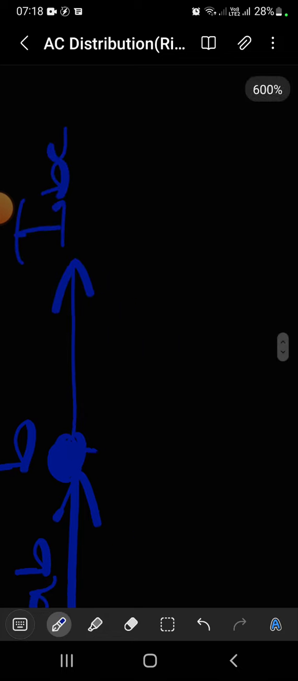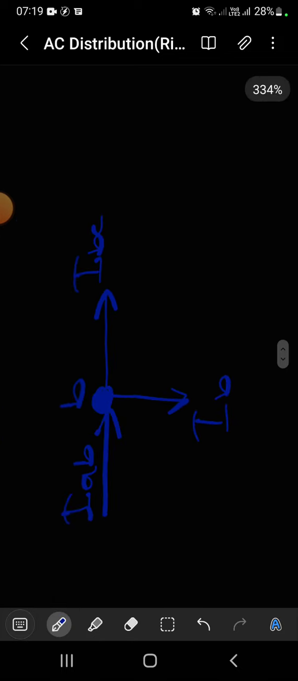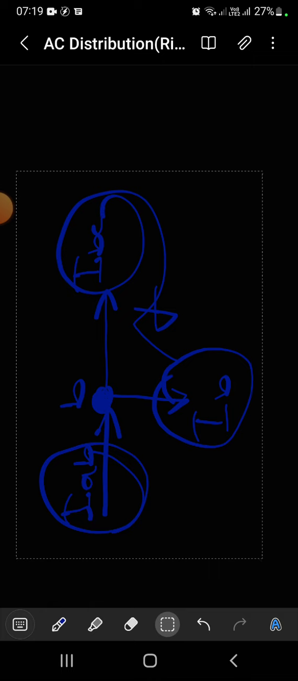So looking at bus bar B, this is now bus bar B. You have current IAB entering the node, and then current IBC leaving the node, current IB leaving the node, meaning IAB is equal to IB plus IBC. Kirchhoff's current law, right? We've been doing this for as far as I can remember.